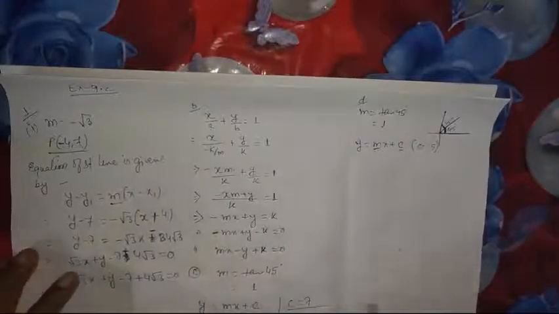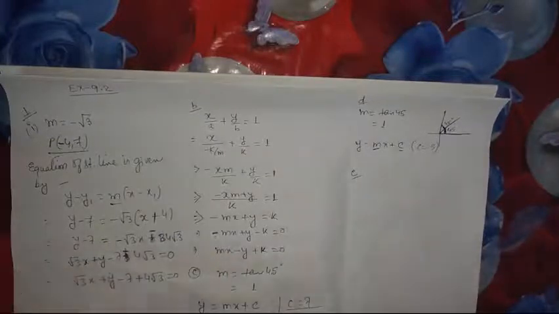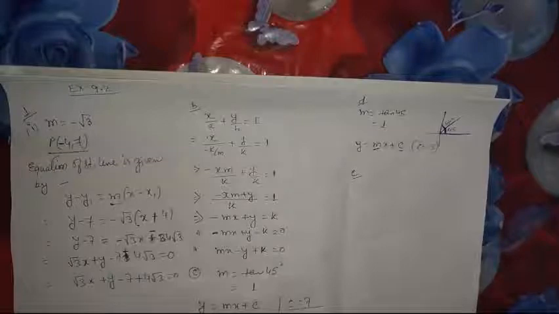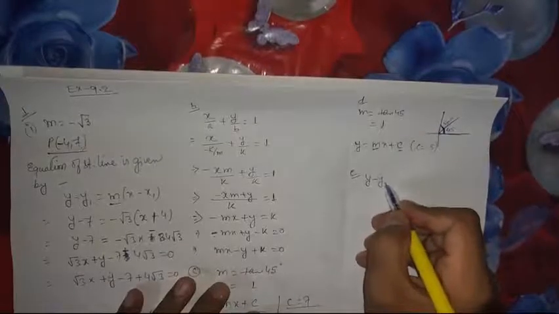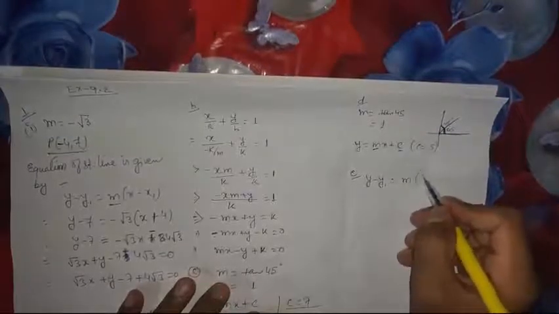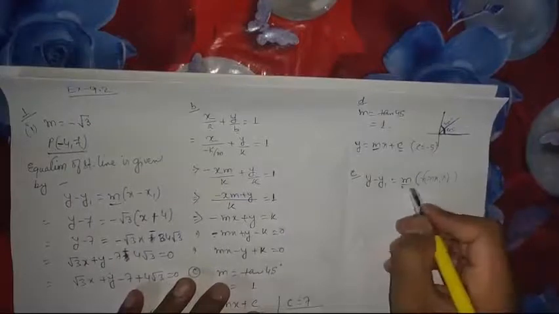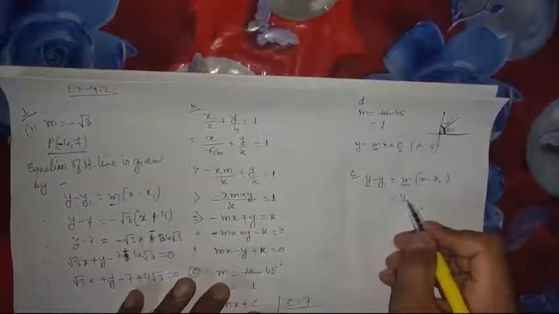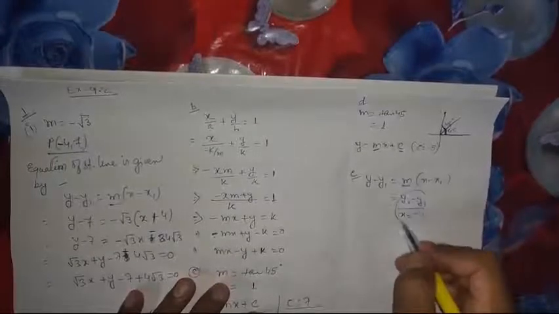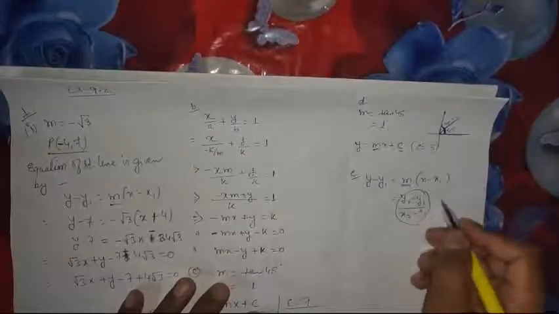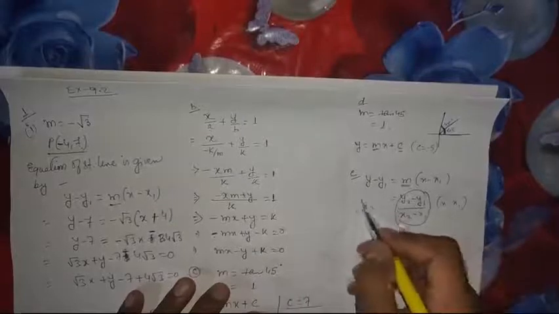Now number E. What is given? The line passes through these two points. Very simple. If two points are given and you are asked to find the equation of a straight line, you know what to do. y minus y1 is equal to m times x minus x1. In place of m, you can write (y2 minus y1) by (x2 minus x1) for two points. Remember, for two points we have this formula: x minus x1, y minus y1.